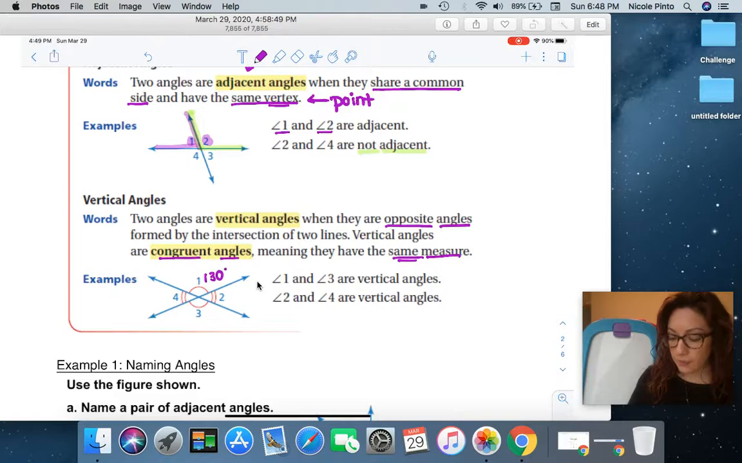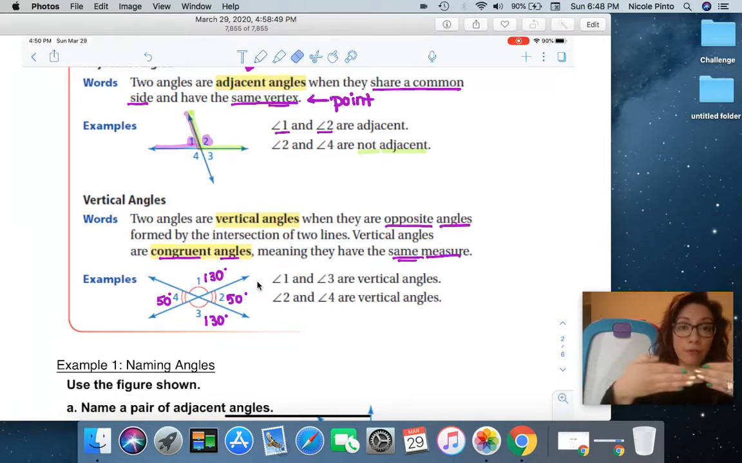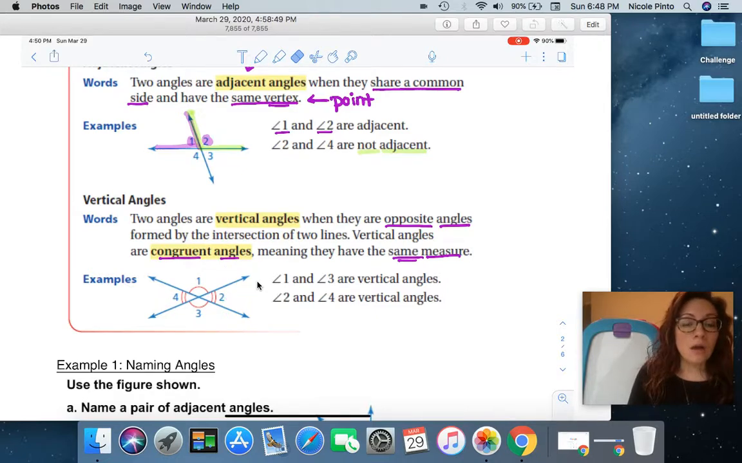So, digamos que ángulo 1 mide 130. Entonces, enfrente, ángulo 3 también va a medir 130, ¿ok? Digamos que ángulo 4 mide 50. So, angle 2 también va a ser 50, ¿ok? Porque ellos están enfrente de un vertical angles. All right, so let's use this idea and let's look at some of the examples.